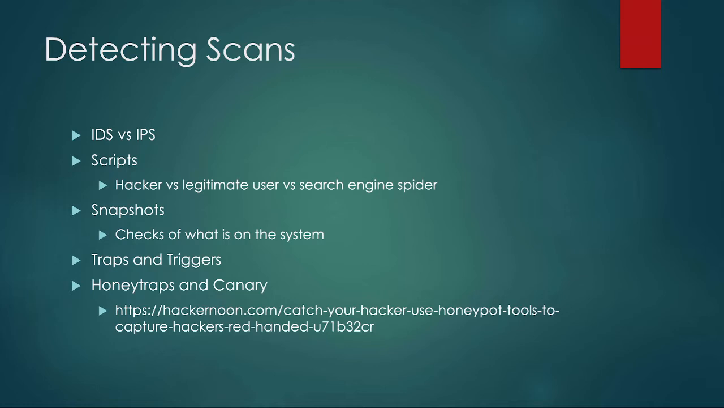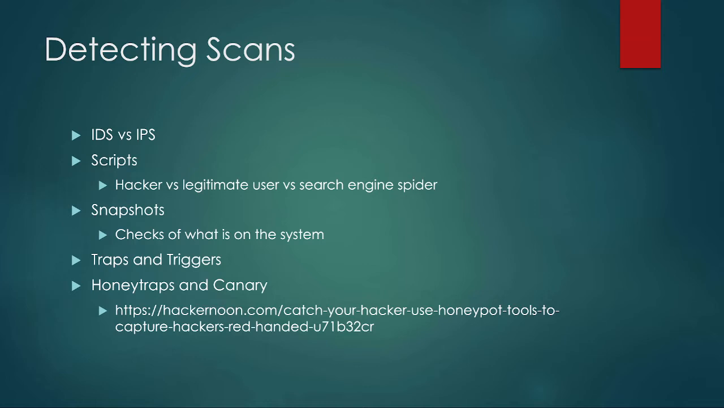Snapshots will give us an idea of what is actually on the system. And we can start thinking about what is on here, what's set up, and has that changed. We can also have something called traps and triggers. The idea being we can have honey traps and canaries. And what we are doing when we talk about honey traps and canaries and other varieties of traps and triggers is we are trying to find ways to isolate what's going on and potentially stop the problem from continuing.